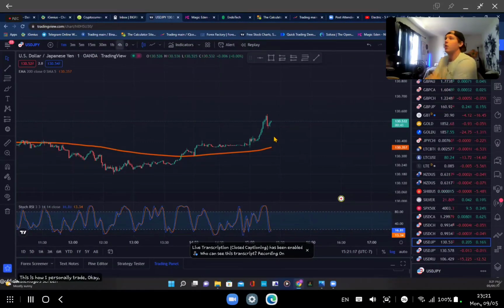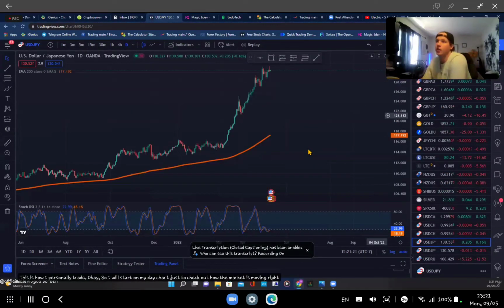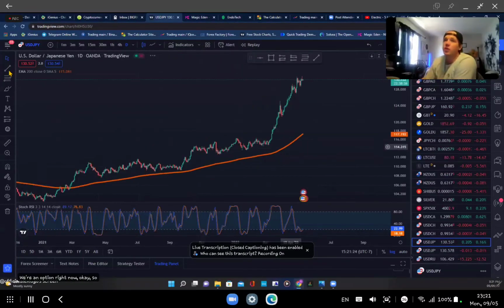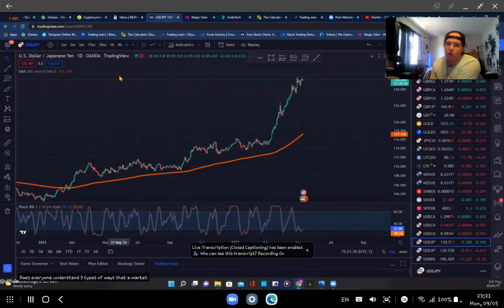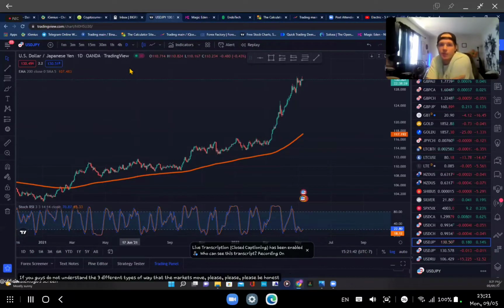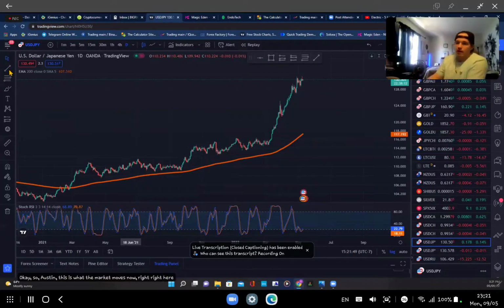So I will start on my day chart just to check out how the market is moving, right? We're in an uptrend right now, okay? So you can see an uptrend. Does everyone understand the 3 types of ways that a market moves? If you do not understand the 3 different ways the markets move, please drop a 1 in the chat. Please be honest too. This is a basics class. Okay, so Austin, this is what the market moves in.